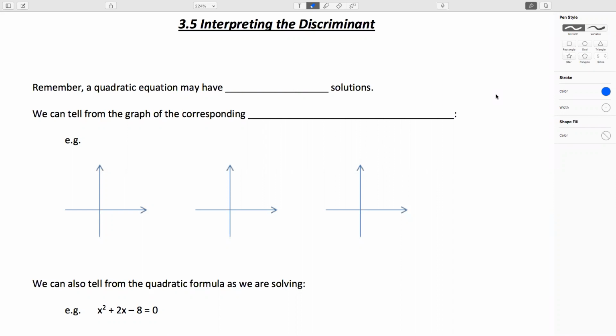So remember, a quadratic equation may have up to 2 solutions. You could have 2, you could have 1, you could have 0. We can tell from the graph of the corresponding function, or technically quadratic function. This was kind of what we talked about yesterday. If you have a situation where a quadratic function crosses the x-axis in 2 places, well, your equation will have 2 roots or 2 zeros. Those are both going to be solutions. This would be your 2 solution example.